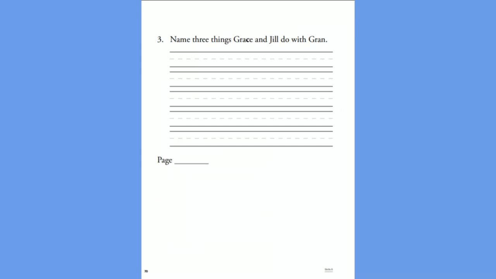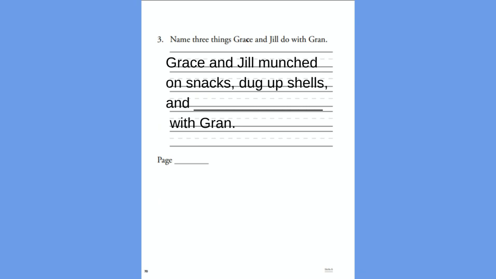Number 3. Name 3 things Grace and Jill do with Gran. Oh, and I did most of this one for you. You just need to fill in right here where this blank is. So, Grace and Jill, so we're rephrasing the question, munched on snacks, that's 1 thing, dug up shells, that's 2 things, and blank. You have to fill in the 3rd thing that they did. And then we end it with Gran, period.